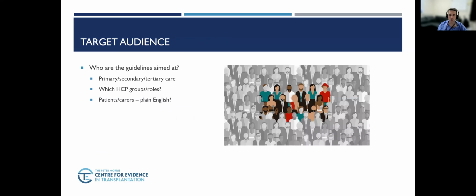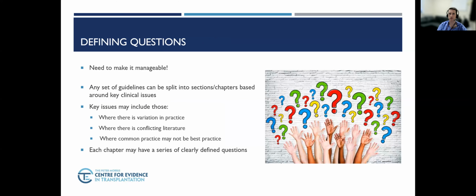Who are your target audience? Who's going to use these guidelines? It might be primary, secondary, tertiary care, might be a combination of all of those in some sets of guidelines. Which groups of healthcare practitioners, which roles are going to be using these guidelines? You know, it might be allied health professionals, it might be clinicians, it might be a combination of surgeons and non-surgical clinicians. Are patients and carers likely to use these guidelines or have involvement? And if so, think about what provisions we need to make for plain English summaries, making sure that we've got a nice, clear summary for patients to look at the end of our development process.